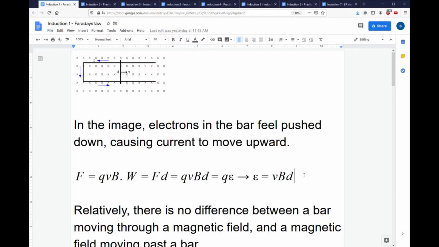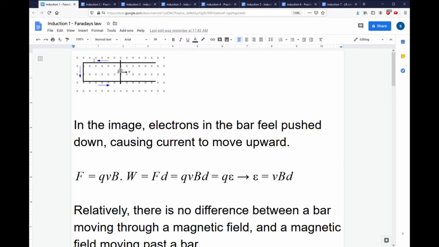Now, I want to ask you a question to think about. What's the difference between an object moving through a magnetic field and a magnetic field moving past an object? In observation, none, because we can't decide that one thing's at rest, or rather, we do. We decide that it's at rest. There's no inherent at-restness to the universe. So, mathematically speaking, they should be the same thing.